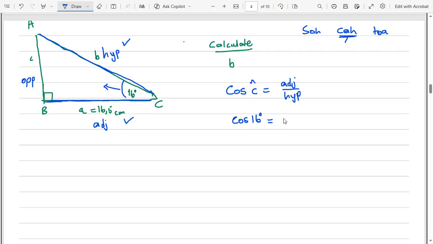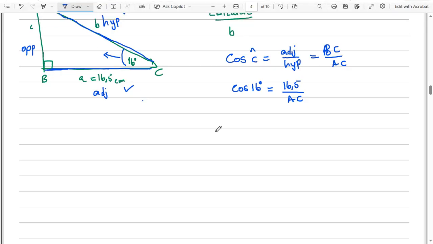Then you substitute: cos of angle C is cos 16, equate this to adjacent, which is 16.5. Remember, it's BC, your adjacent, over AC. AC is what you are looking for. First thing first, you can get rid of the fraction by multiplying this side by AC. What you do on the left hand side, you also do on the right hand side. So these two cancel. Therefore, this gives you 16.5 equals AC times cos of 16 degrees.